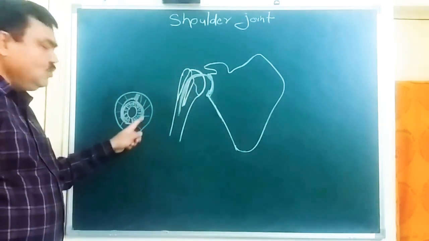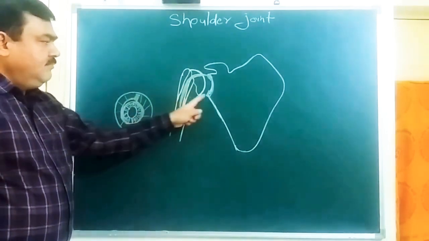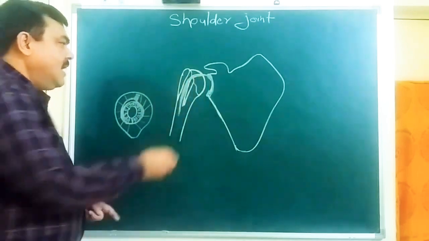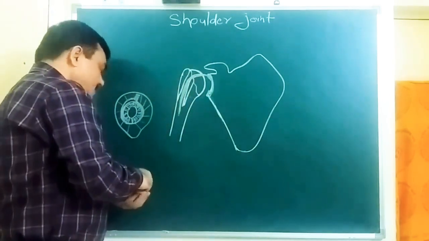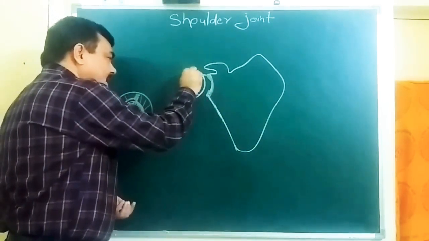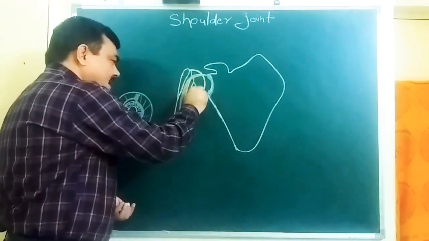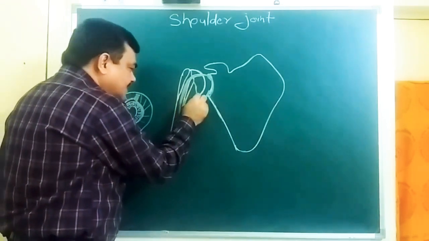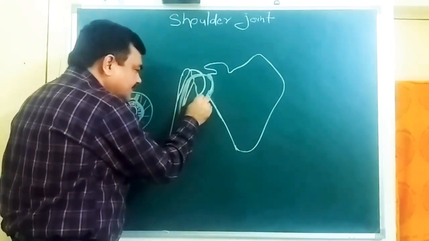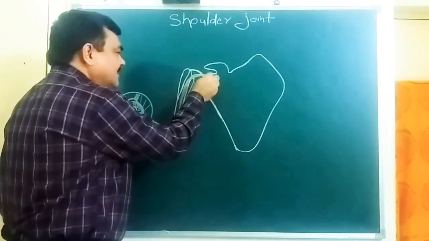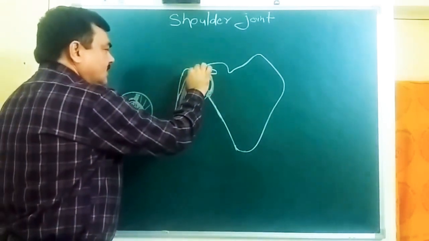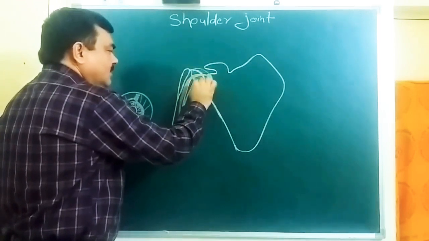So this capsule is medially attached to glenoid labrum and laterally attached to the anatomical neck. This is anatomical neck. Inferiorly it extends up to the surgical neck like this. Here it becomes lax. So this is joint capsule.